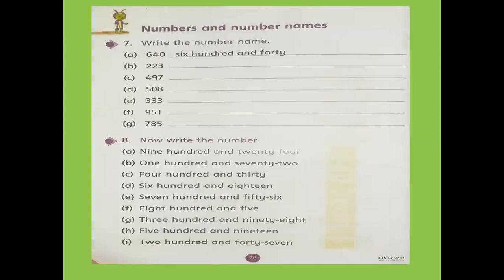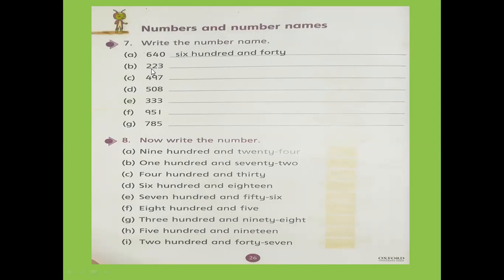You have already done this one, so here you will write the name of the number. The number is given in figures, and you will write it in words. Okay, so number 1, A: 640 means 640, so you will write it with the words. It is already written, so we will start from part B.